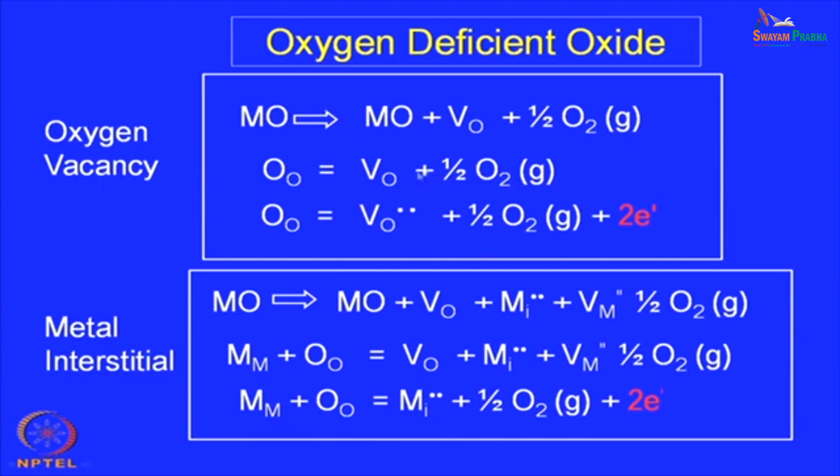These are the two things we have considered so far for the oxygen deficient oxide. Two possibilities: one is oxygen vacancy, the other is metal interstitial. Both of them give rise to the same thing, and in both these cases we are generating 2 electrons which are free. We will see later in other classes, when we consider conductivity, that these are the charge carriers, and therefore these electrons are giving rise to semiconductivity in this material.